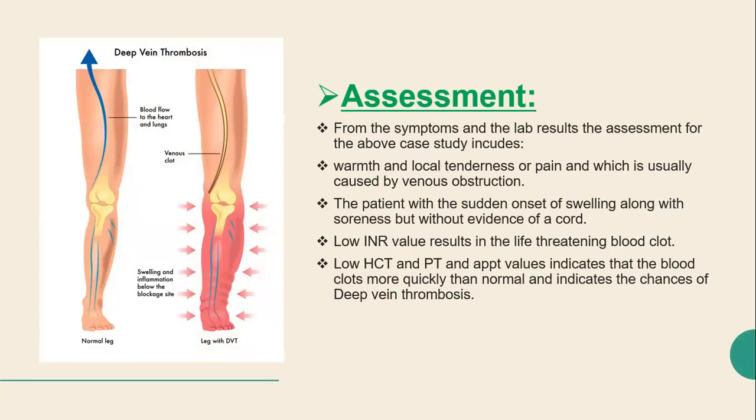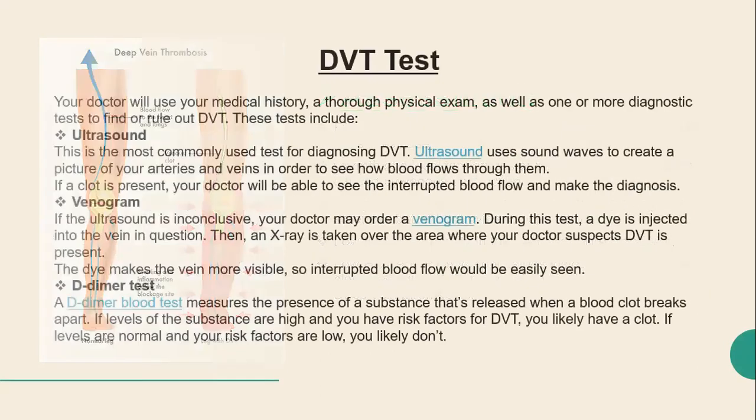Here in the first picture, it is showing us the normal leg, and in the second picture, there is a leg with DVT, which is deep vein thrombosis. The swelling and inflammation below the blockage site occurs and forms the venous clot. To confirm the physical examination or diagnosis, the tests for DVT include ultrasound, venogram, or D-dimer test. The ultrasound is the most commonly used for diagnosing DVT.